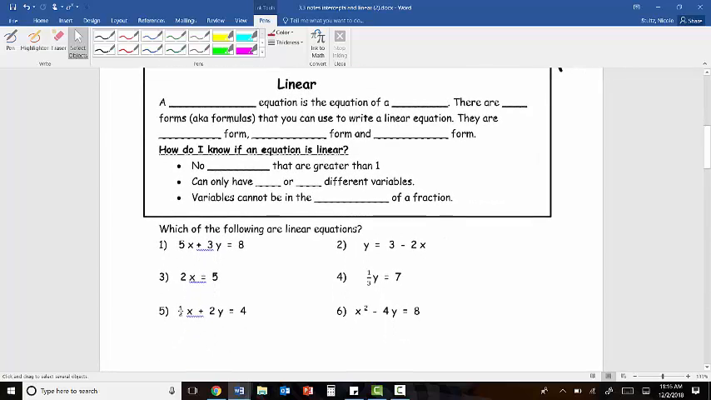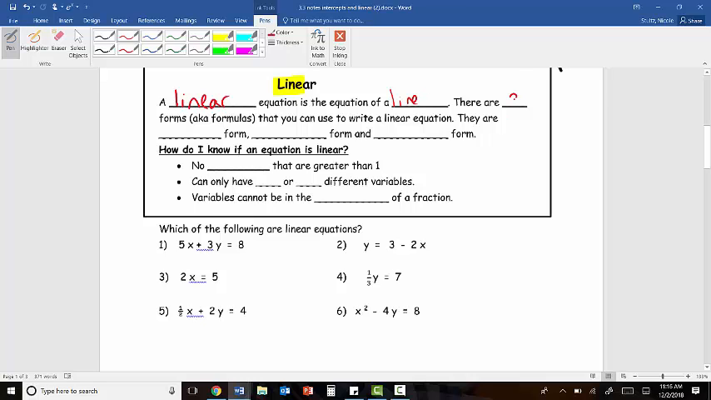Now we're going to learn some tricks to tell ahead of time if something is linear or not linear. Linear makes a line, and that's pretty easy to remember because the word line is inside the word linear. So linear actually means line. The rule says, first off, a linear equation is the equation of a line.